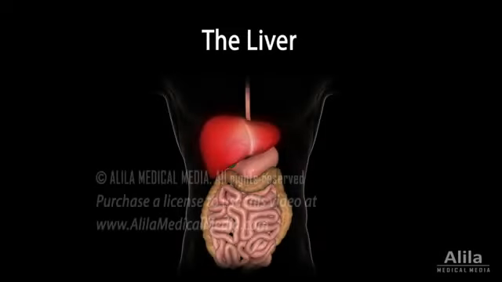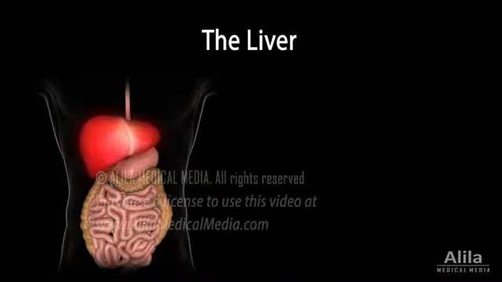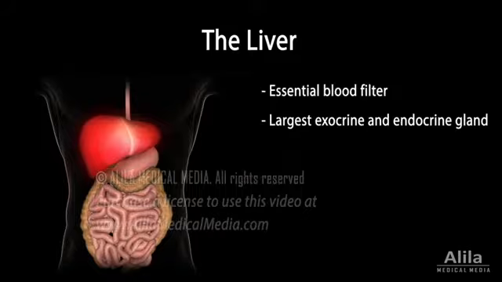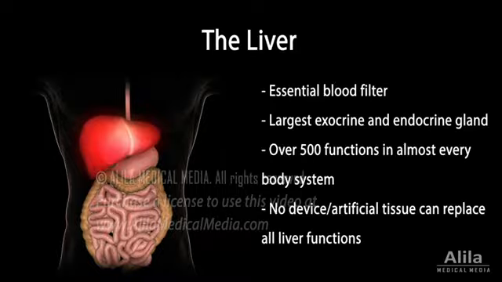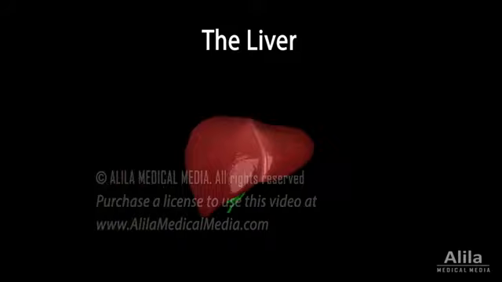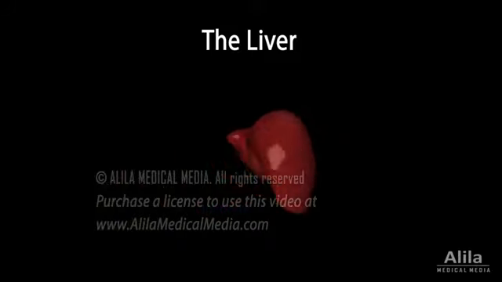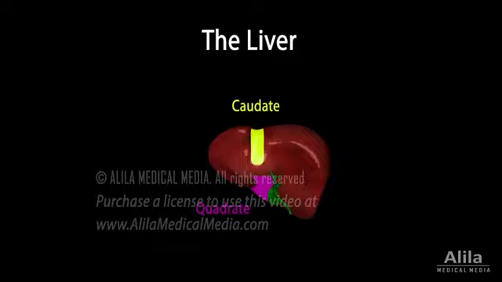The liver is one of the most important organs. In addition to being an essential blood filter and the largest exocrine and endocrine gland, it has hundreds of other functions concerning almost every body system. The liver has 4 lobes: right, left, quadrate, and caudate.